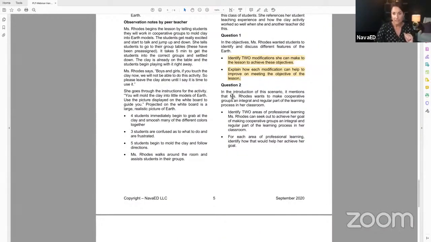In the introduction of the scenario, it mentions that Ms. Rhodes wants to make cooperative learning a part of her integral process. Like she wants to use cooperative learning a lot. Well, obviously, it's not a great job the first time around. Kids are squishing the clay together. They're poking each other. They're not following directions, right?